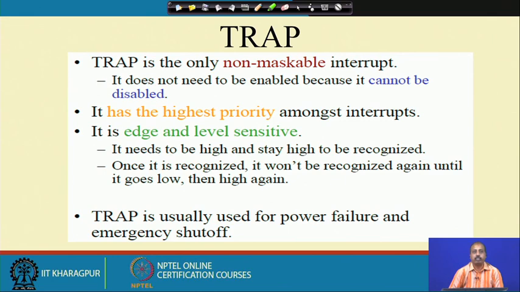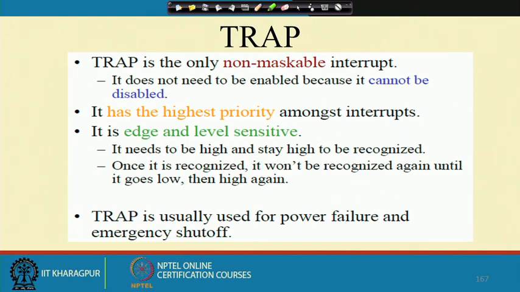Even if some other interrupt has occurred and we are in the ISR, even if the EI instruction is not yet executed, if there is an interrupt on the trap line, it will be sensed by the microprocessor and it will go into the processing of it. So, that makes it a very useful interrupt for handling critical situations. The second important point to note is that it is usually used for power failure and emergency shut off. So, this type of application is where the trap interrupt is used.